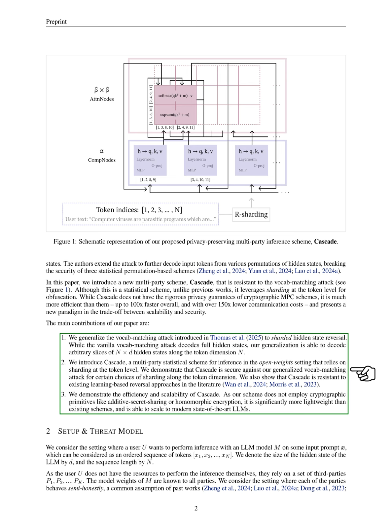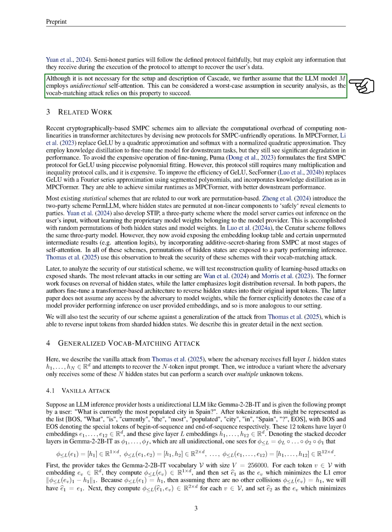We assume a scenario where a user wants to perform inference with an LLM on a sequence of tokens but lacks the resources to do so independently, relying instead on a set of semi-honest third parties. We also assume that the LLM employs unidirectional self-attention, which is a critical aspect for the success of the vocab matching attack.